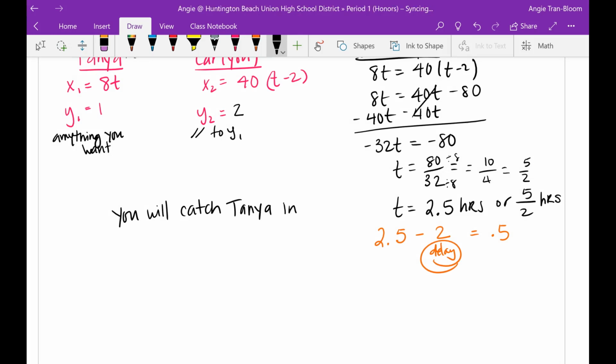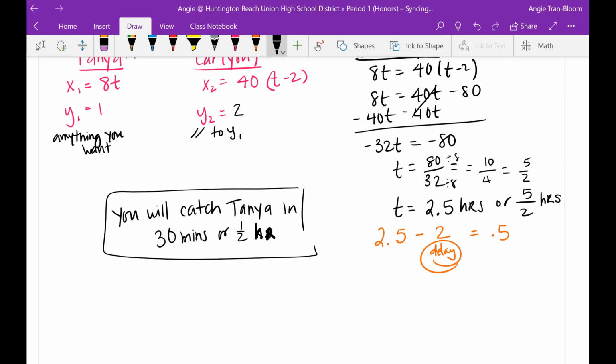in 30 minutes or half an hour. I would take either one. I'll take 30 minutes or I'll take half an hour. It's really up to you.